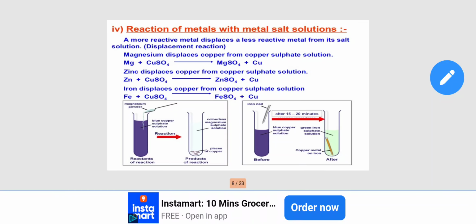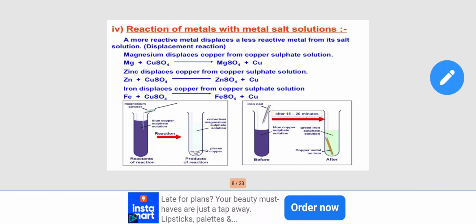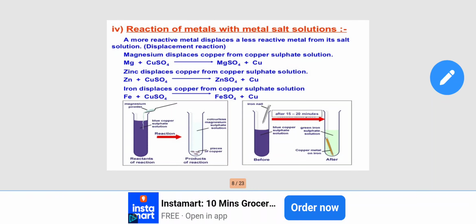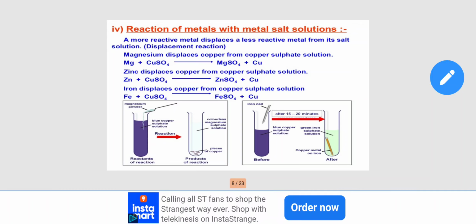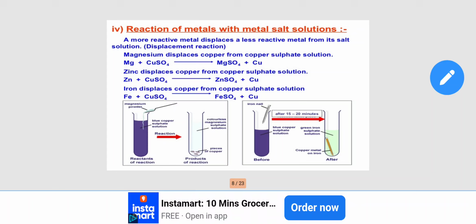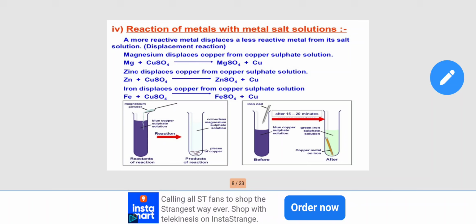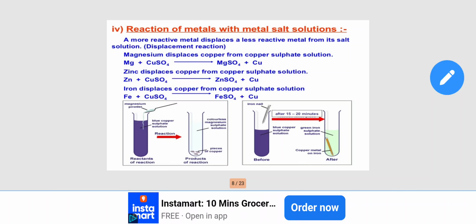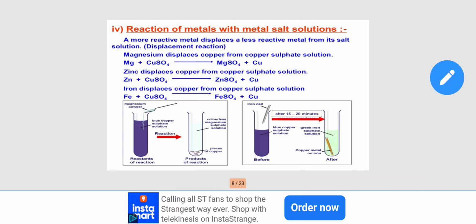Reaction of metal with metal salt solution: you can remember this and see the color change. More reactive metals displace a less reactive metal from its salt solution. We also call this a displacement reaction. Magnesium displaces copper from copper sulfate solution. Zinc displaces copper from a copper sulfate solution. Iron displaces copper from a copper sulfate solution.